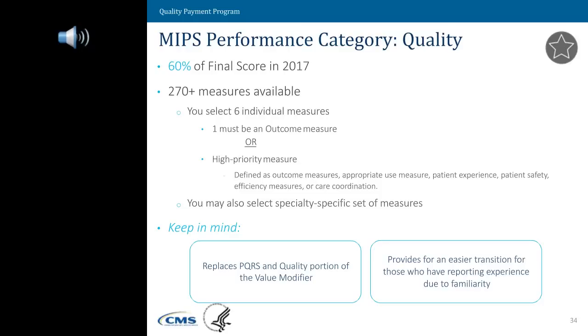The first category, again, is quality. We have finalized over 270 measures that are available. The requirements are that you would need to select 6 measures. One of those would need to be an outcome measure. If an outcome measure isn't available, you would need to select another high priority measure, such as appropriate use, patient experience, patient safety, efficiency, or care coordination. And again, you can make the selection either through our comprehensive set of close to 300 measures, or you could make this selection from a specialty set.